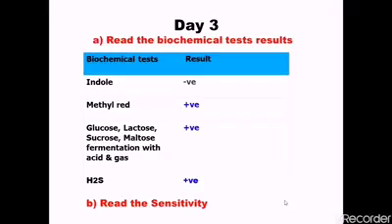Day 3, read biochemical reactions. So it is methyl red positive, it produces hydrogen sulfide, ferments certain sugars, and read the sensitivity.